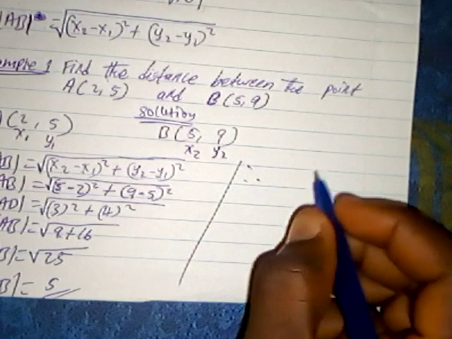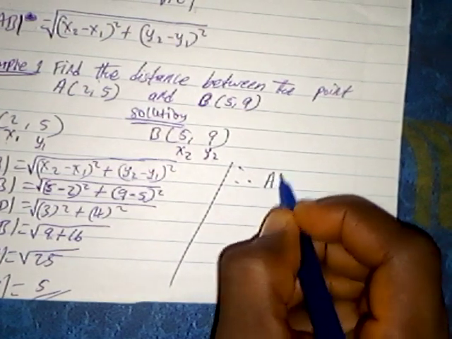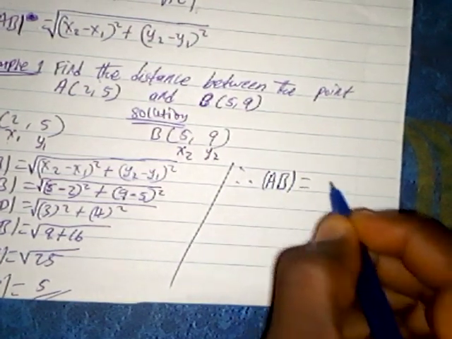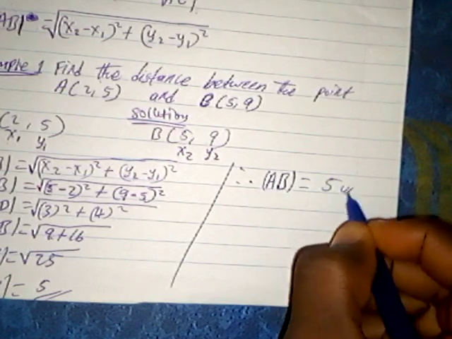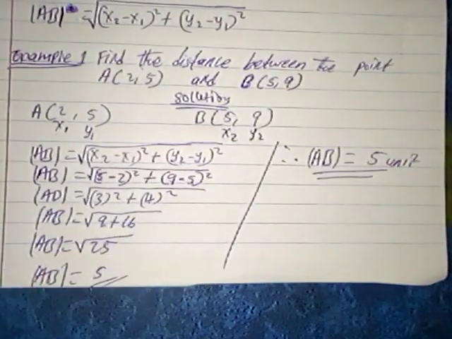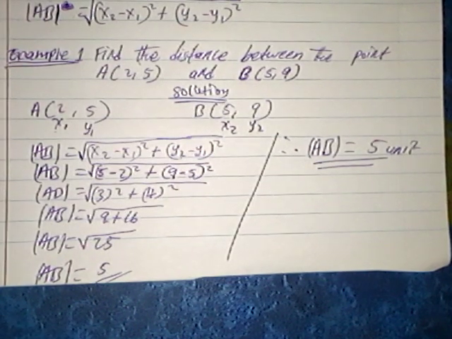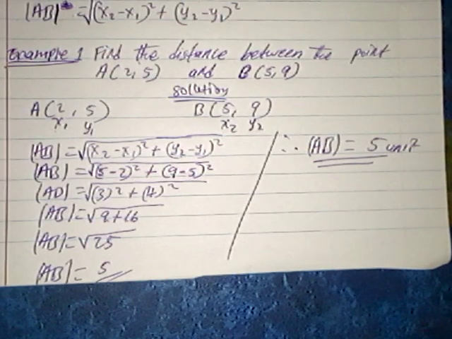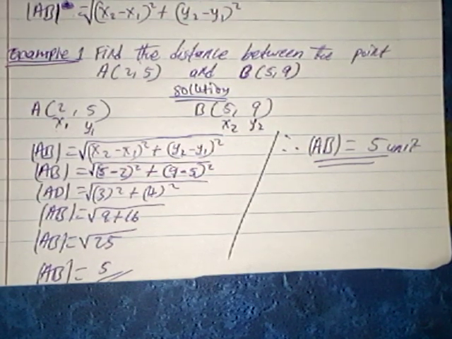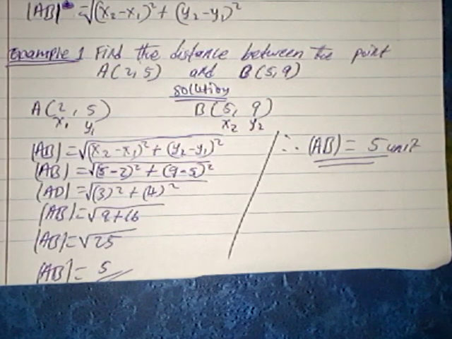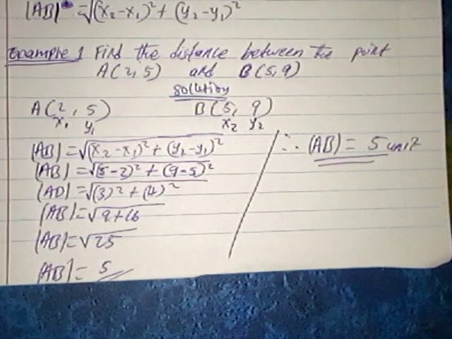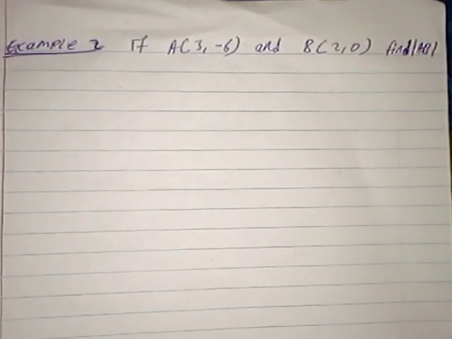You can now say, therefore, the length of line AB is equal to what? 5 units, or just 5, right? If it's supposed to be in centimeters, it's 5 centimeters, depending on what the question says. You get it? It's as simple and easy as that. It's the same method, the same steps we are going to use in example 2. Take note, if you don't understand, replay the video. I believe you understand precisely. We proceed with example 2.